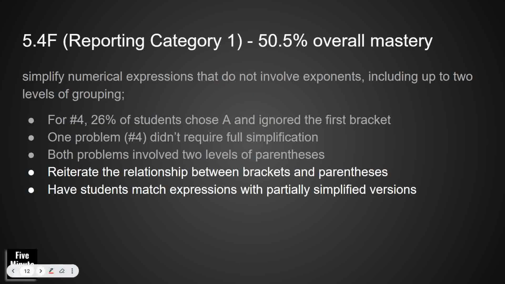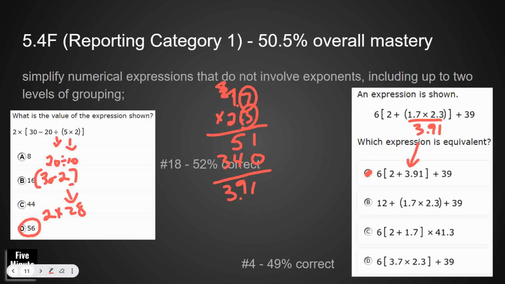So 26% of our students on number 4 chose A. So let's go back and look at A, right? So actually it's B, should say B there. So when they ignore the first bracket, that means they didn't really know what to do here. And they just ignored it. 6 times 2 is 12. And they didn't realize you had to collapse this entire bracket first.